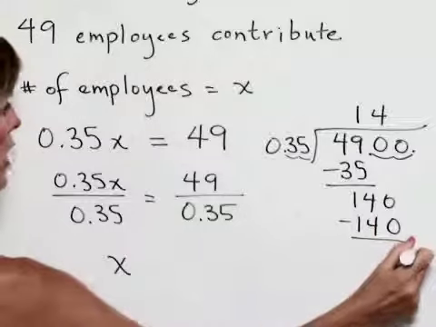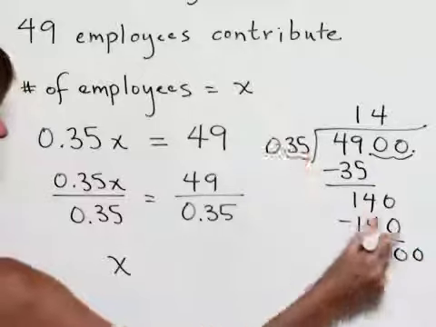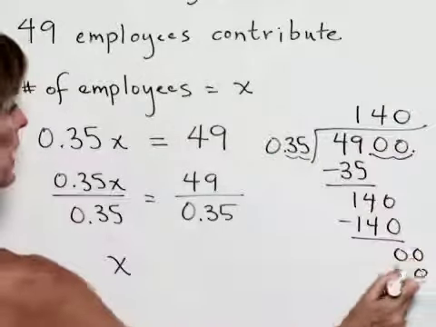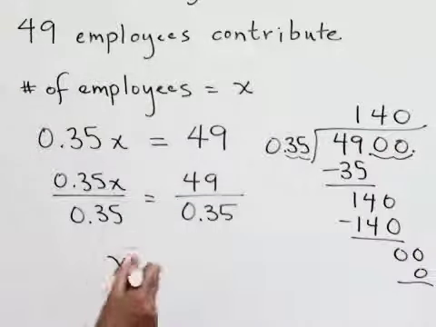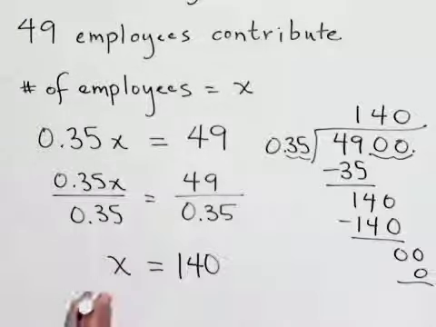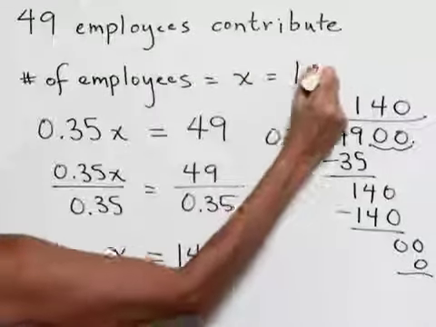And then notice that our 0 will come down in our last space, and we end up with 35 into 0 goes 0 times. And we come up with then 140 as our result. So back in our equation, we can state that our x value has to equal 140, which means that overall we end up with 140 employees.